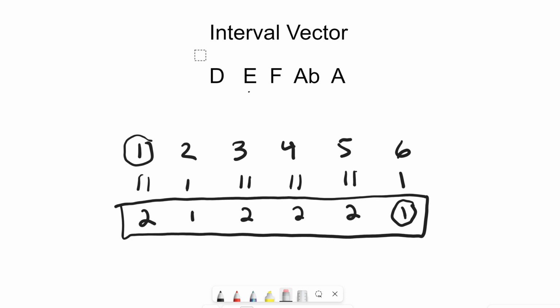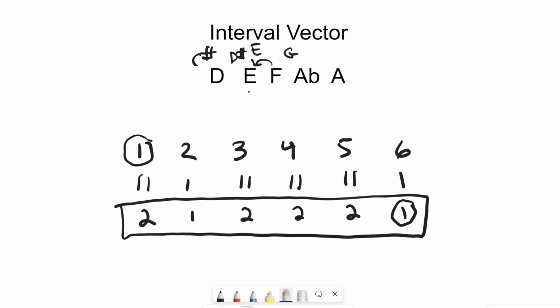So D would transpose down to C sharp, E would transpose down to D sharp, F would transpose down to E. There's our common tone, one of them. A flat would transpose down to G. And lastly, A would transpose down to A flat. There's our second common tone, A flat. So in this case, the E and the A flat would remain common to those two transpositions.